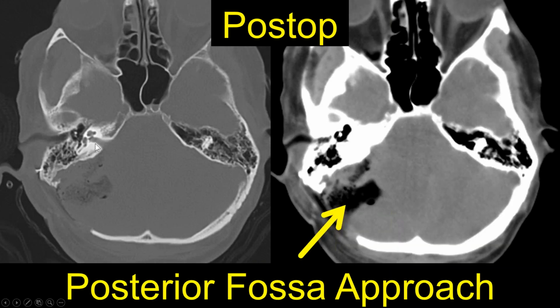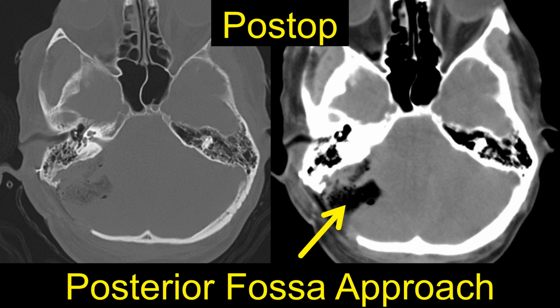So we can resect a portion of the posterior wall of the internal auditory canal to approach a lesion within the internal auditory canal itself from a posterior fossa approach, but this lesion was just to approach the CP angle lesion at that area. So that is a posterior fossa approach more commonly used by the neurosurgeons.